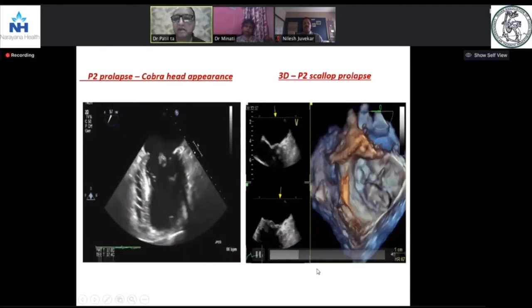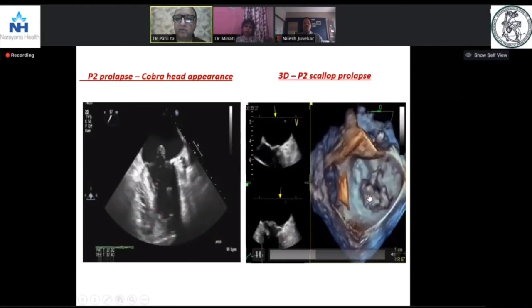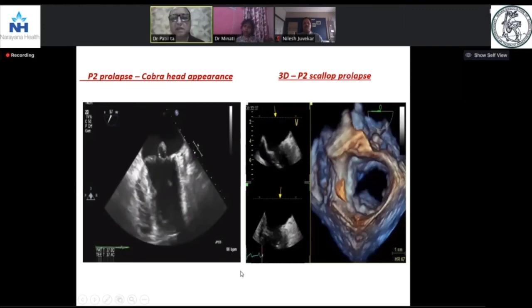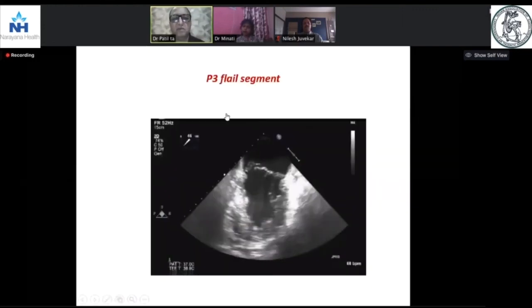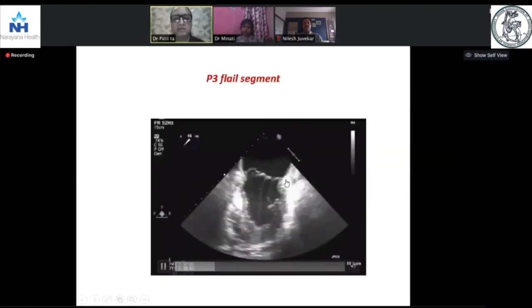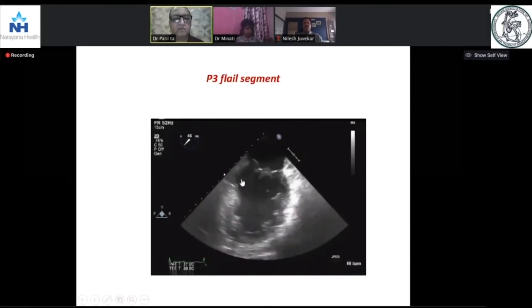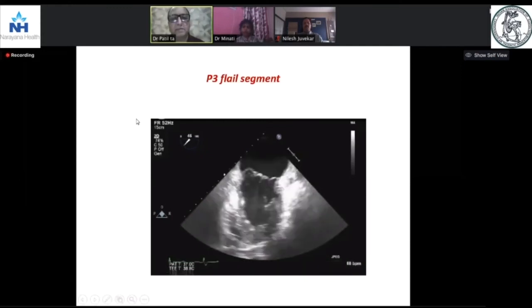And of course, on the right side, in the 3D, you can see the P2 prolapse with the flail segment. Okay. Now, this is another view wherein in the mitral commissural view, you can see this is the P3 segment, which is flail. This is one of the views to show you the flail segment of the P3 segment.